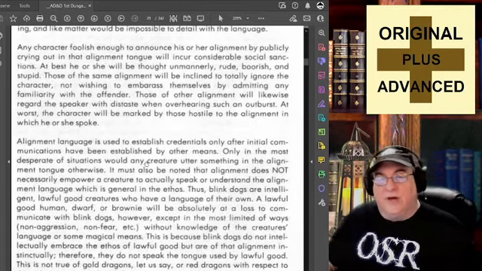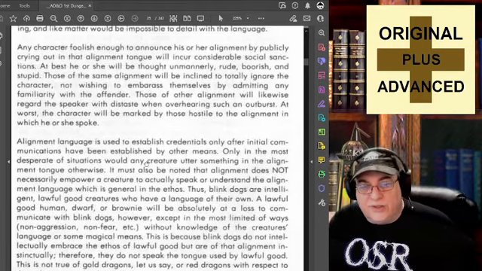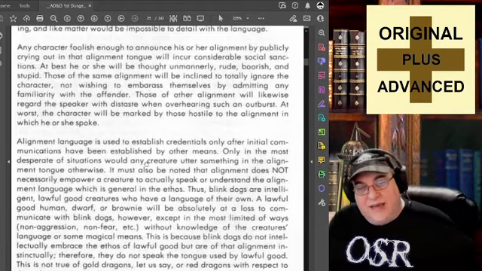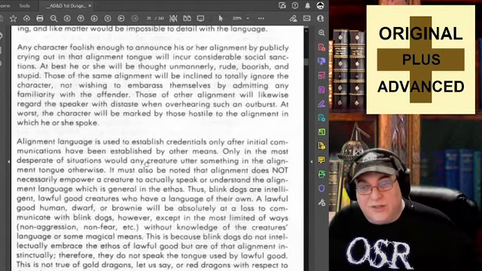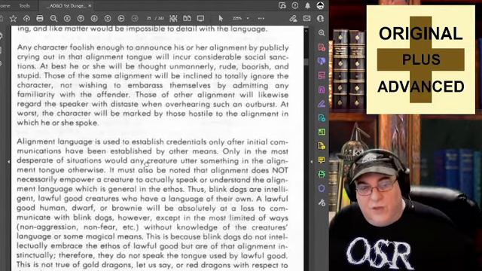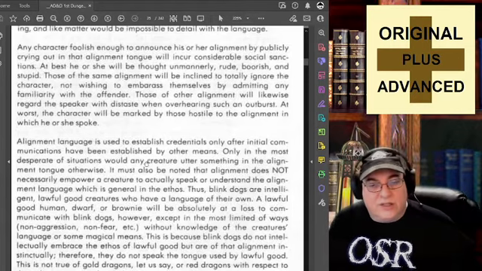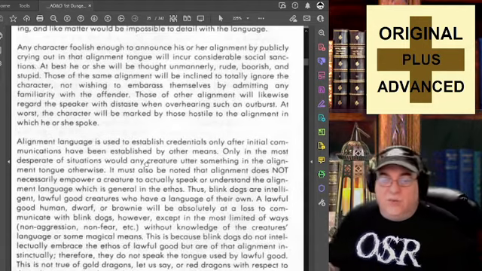Any character foolish enough to announce his or her alignment by publicly crying out in that alignment tongue will incur considerable social sanctions. At best, he or she will be thought unmannerly, rude, boorish, and stupid. Those of the same alignment will be inclined to totally ignore the character, not wishing to embarrass themselves by admitting any familiarity with the offender. Those of other alignment will likewise regard the speaker with distaste when overhearing such an outburst. At worst, the character will be marked by those hostile to the alignment in which he or she spoke.